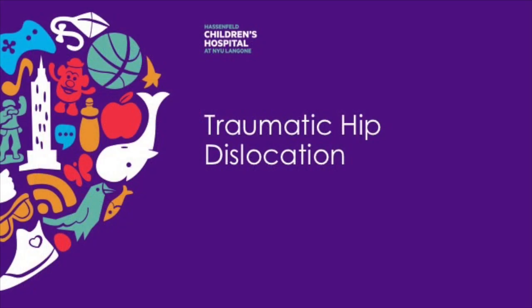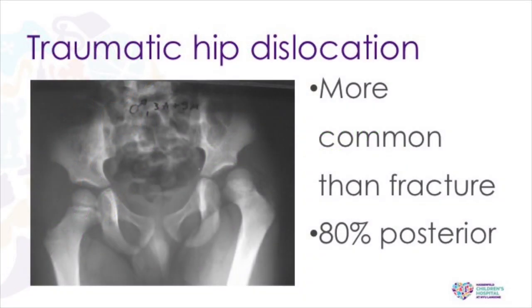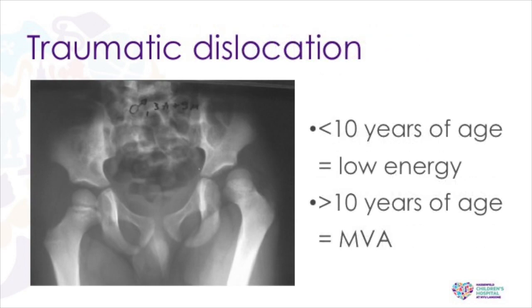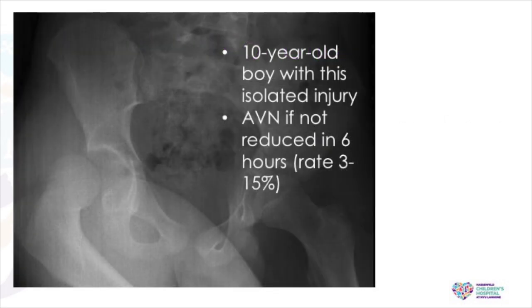We shall now talk about traumatic hip dislocation. Although relatively rare, this is more common than fractures of the hip in the pediatric population. Almost all cases are posterior dislocations. In patients less than 10 years of age, this can occur as a result of a low-energy injury, a fall, or typically from sports participation. This is a case of a 10-year-old boy with this isolated injury.